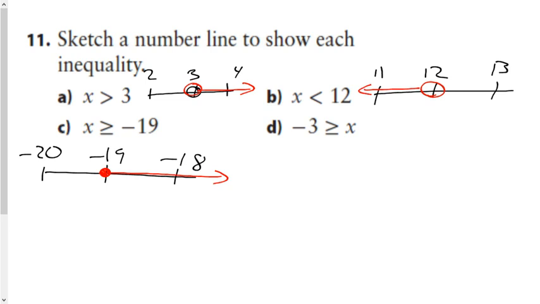And finally, I'm going to read it backwards. All numbers less than or equal to -3. Don't read -3 is greater than or equal to X. It'll blow your minds if you try and think about that. So all numbers less than or equal to -3, -3, -4, -2. All numbers less than or equal to is a closed boundary point, and our arrow goes that way.